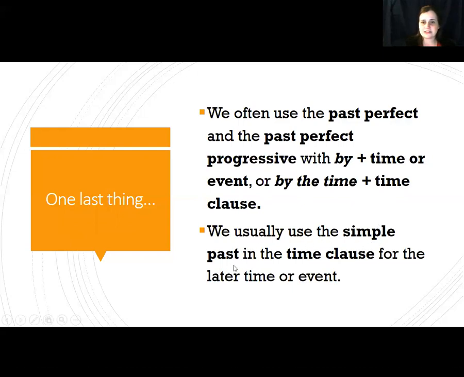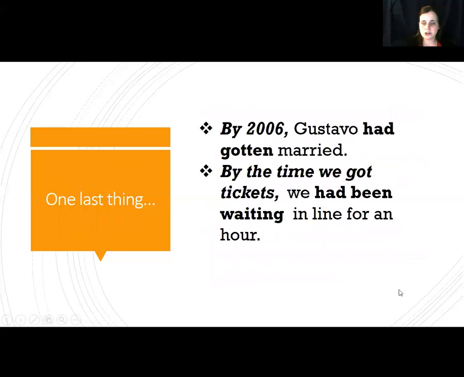And we usually use the simple past in the time clause for the later time or event. So let me show you an example of that, because I get lost in the words. I have to see examples. So by 2006, in this case, so by plus the time or event, this is a time. By the year 2006, Gustavo had gotten married. This is the past perfect. By this time, he had gotten married.